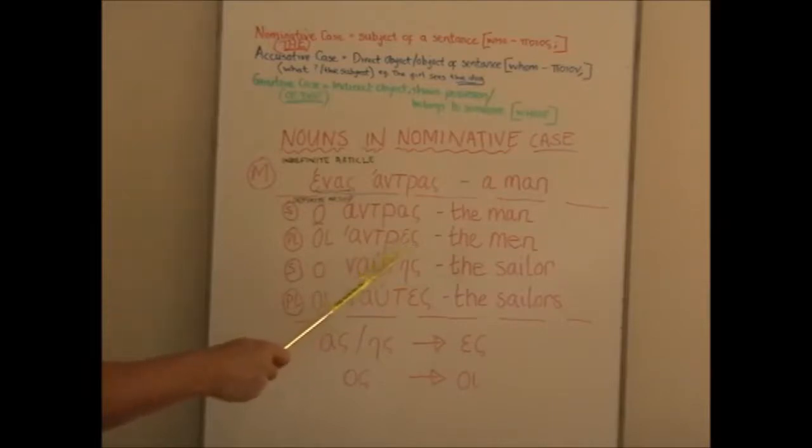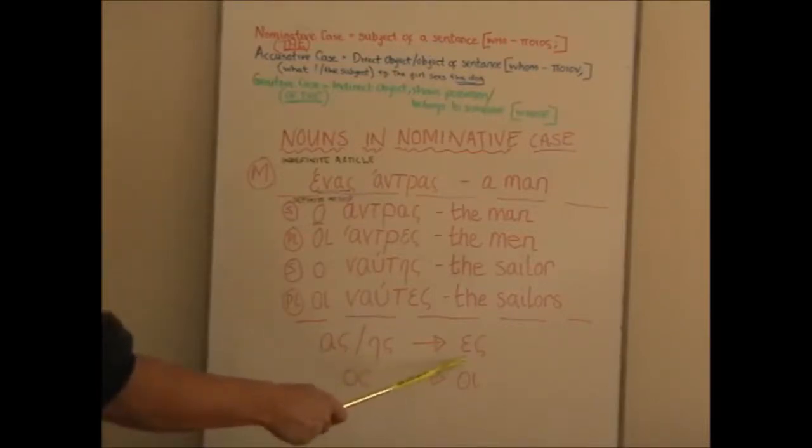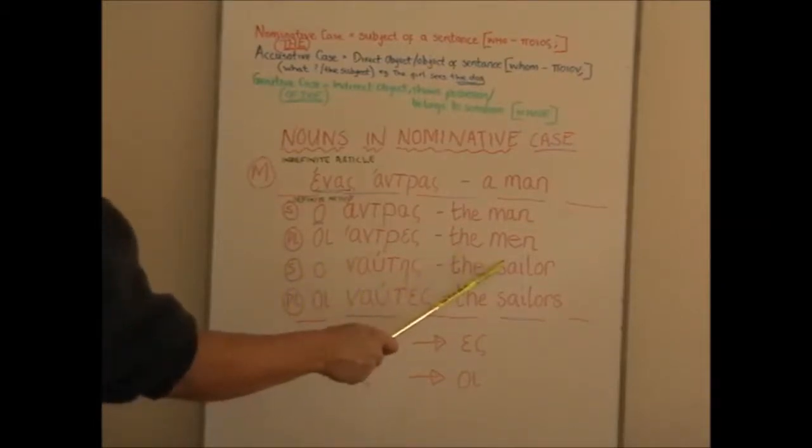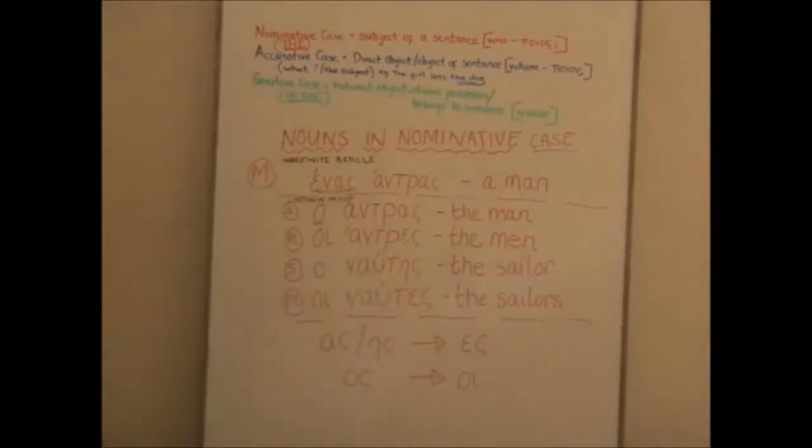So mark these maybe with your highlighter. In masculine nominative, o changes to i, and if you have the ending as, it changes to s. So any masculine word finishing in as or is changes to s. Any word ending os changes to i. So for plural, i andres, the men. So then you can continue with your sentence.